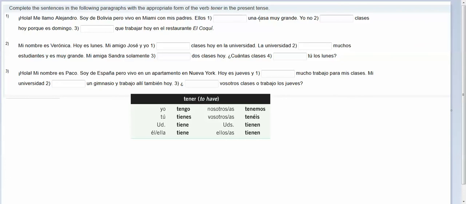Ellos blank una casa muy grande. Well, we know we're going to be using tener. So who, and tener means to have. Who has this casa muy grande? Ellos, wait a minute. Okay, so if it's ellos, we just want to pick the spelling of tener that matches ellos. And so if it's a statement, you're going to look before your blank for your subject, and then you're going to match the spelling of tener that goes with your subject. So if it's ellos who have the house, if we go down here, here's ellos, right? So we're going to pick tienen.